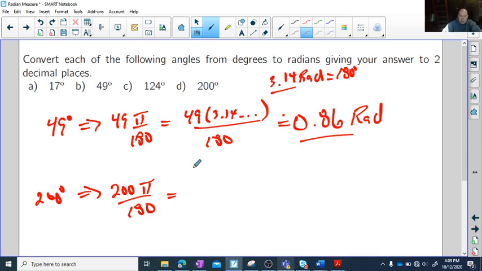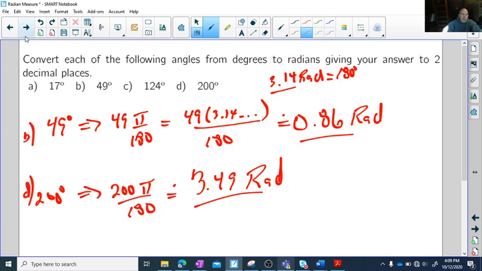3.49. And that would be in radians. I've rounded it off, so I put a dot over my equal sign. 3.14 is 180 degrees, so this is slightly higher than that, 200 degrees. It all makes sense. So there, I only did a couple of examples. I did B and D.